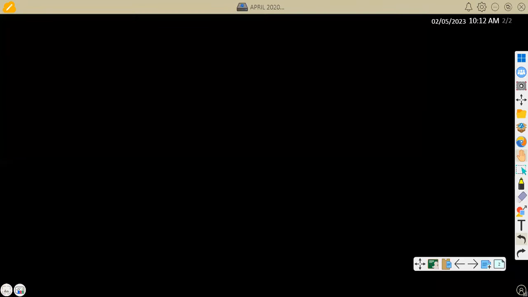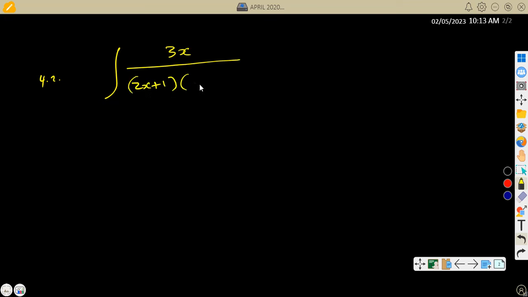Okay, so that's 4.2 we are given in this case. So it's going to be the integral of 3x over 2x plus 1 into x plus 4, with respect to x. So we're given to resolve into partial fractions.